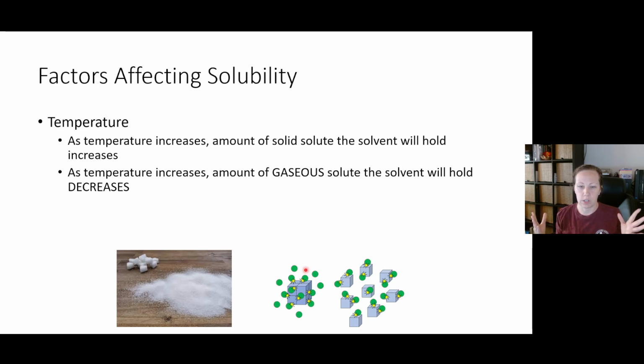So as temperature increases, things are moving more rapidly in a solution, right? We always have particles moving and things move more rapidly. That is why solid solutes will increase in solubility when the temperature increases, because they're able to loosely bind to the solvent more quickly because of everything moving more rapidly. Like that, the solvent can grab some of that solute more easily.